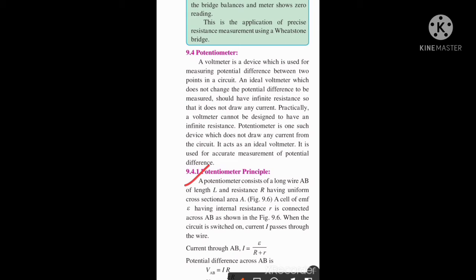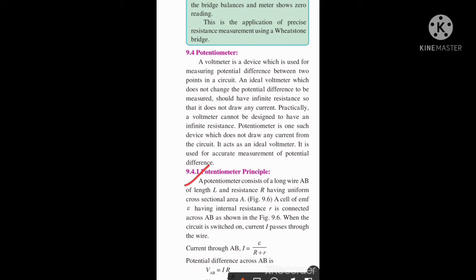The potentiometer instrument works on the principle that the potential difference applied across a wire is directly proportional to the length of that portion. That is the principle of potentiometer. Potential difference applied across a wire is directly proportional to the length of that wire.